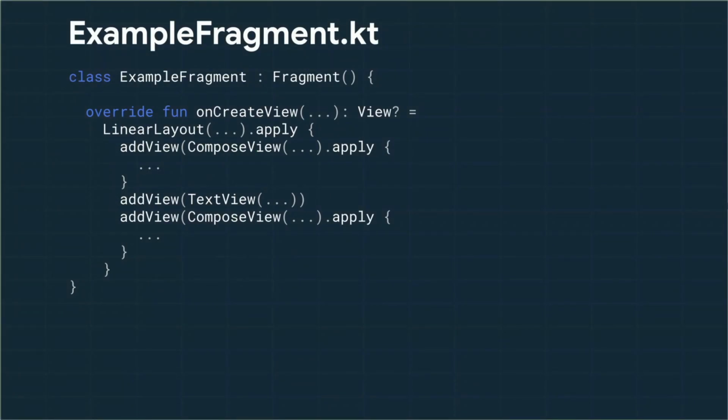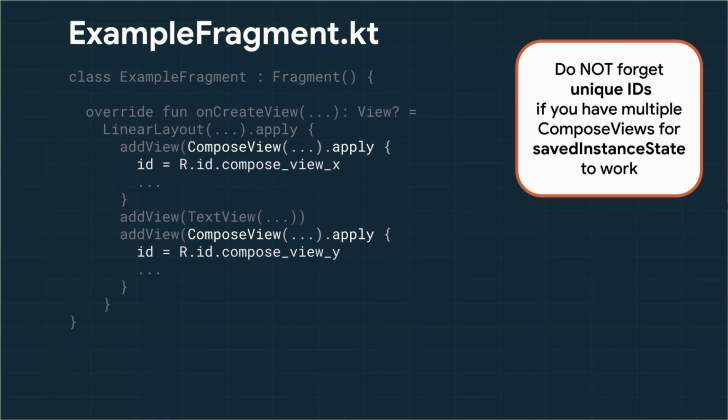But things get a little bit more complicated when you want multiple ComposeViews as part of your UI hierarchy tree. Imagine here that we have a LinearLayout that has two ComposeViews and a TextView. In this case, it's very important to give each ComposeView a unique ID, and this is because saved instance state needs this in order to work.